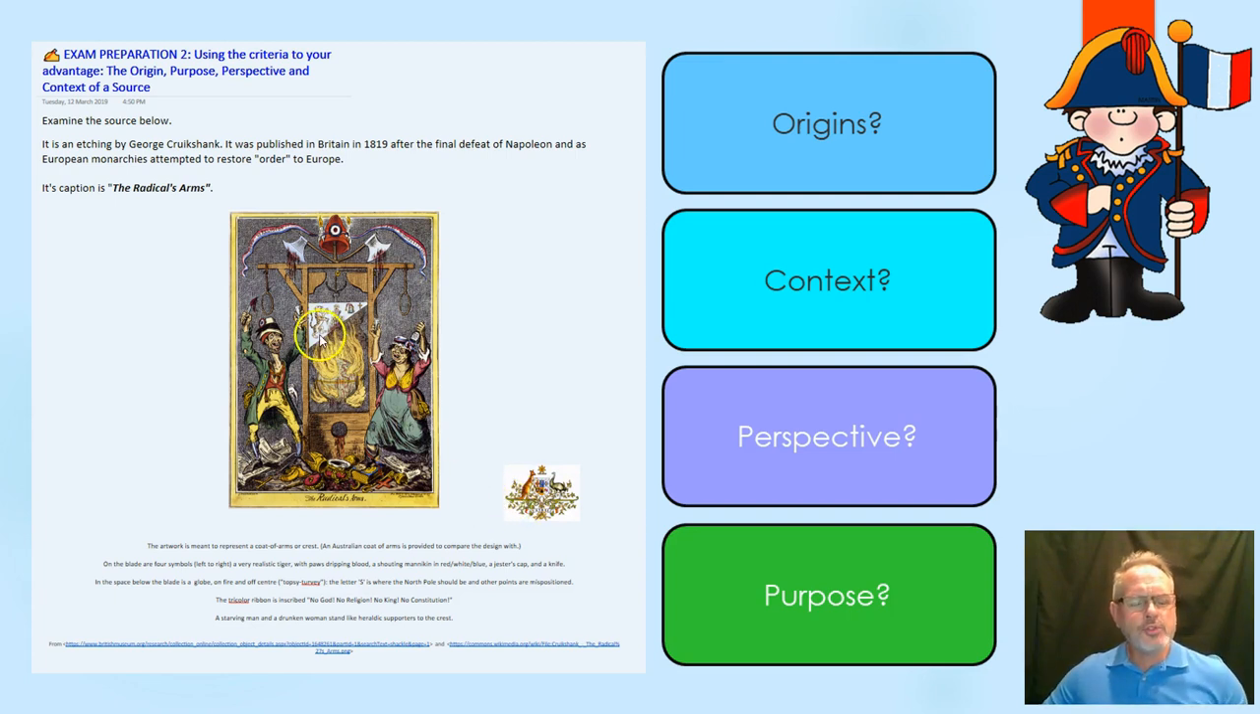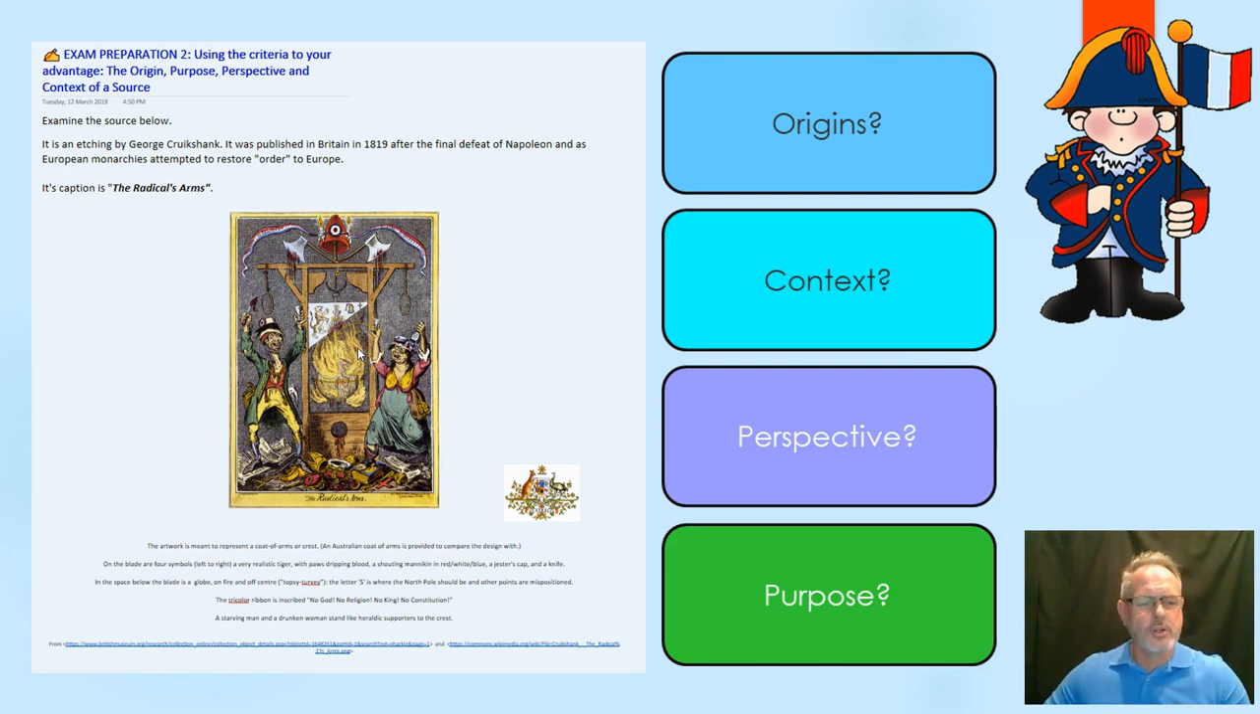On the blade are 4 symbols: a tiger with paws dripping in blood, a shouting mannequin like a stuffed dummy in red, white and blue, the colours of the revolution, I know that. There's a jester's hat, a fool's hat, a childish person's hat, and a knife. Maybe these are symbols of revolution because we put symbols on our crest. Not very flattering.